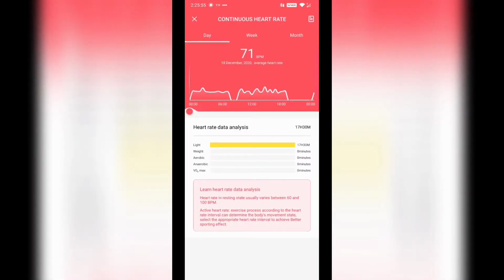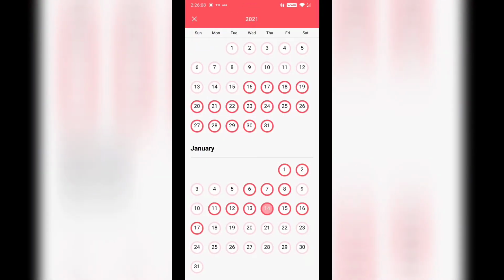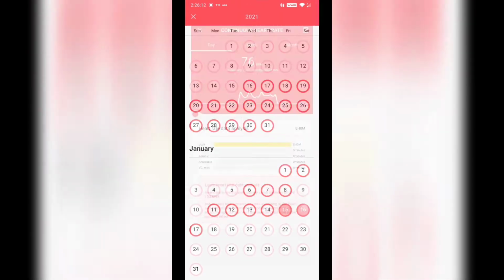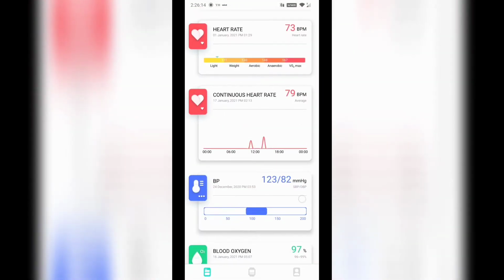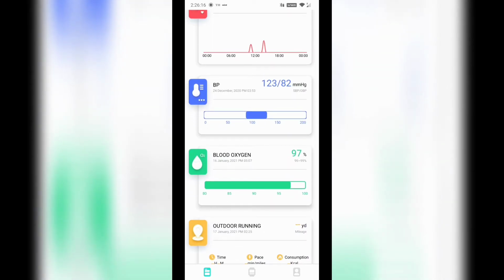After selecting the report, you will come to know how many days of records it keeps in the application. If you select the date, it shows the average heart rate for the day: 13th, 80, and 14th, 74, 15, 16, like that. If you select it, it will show the average heart rate per day.